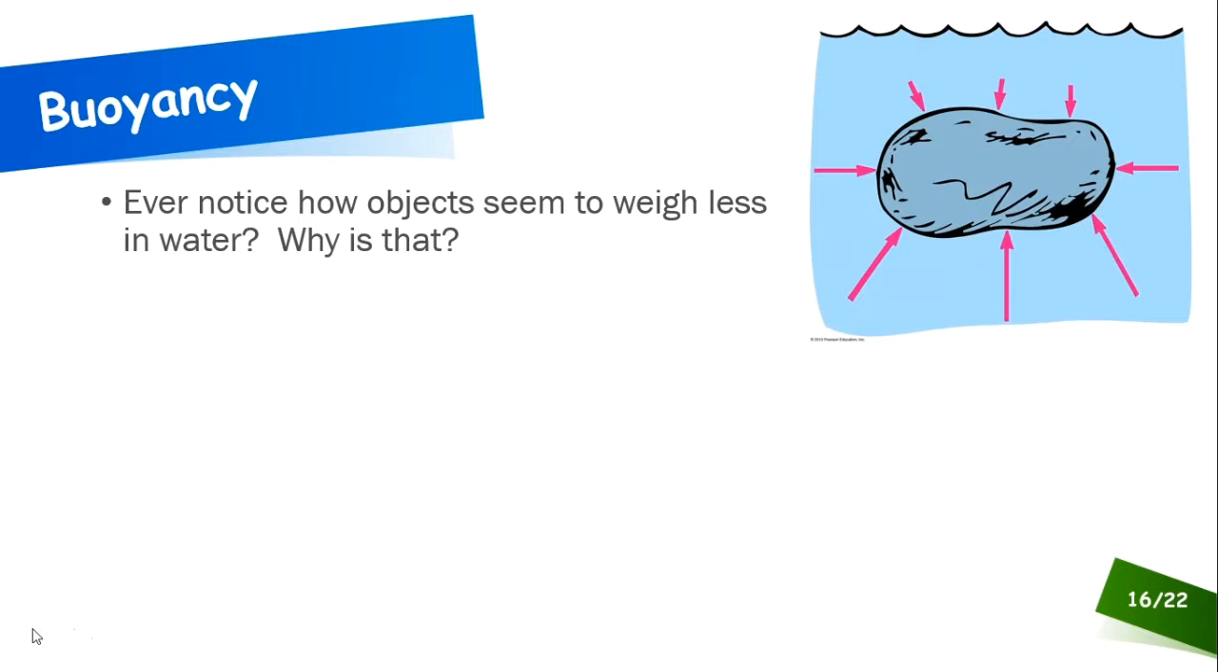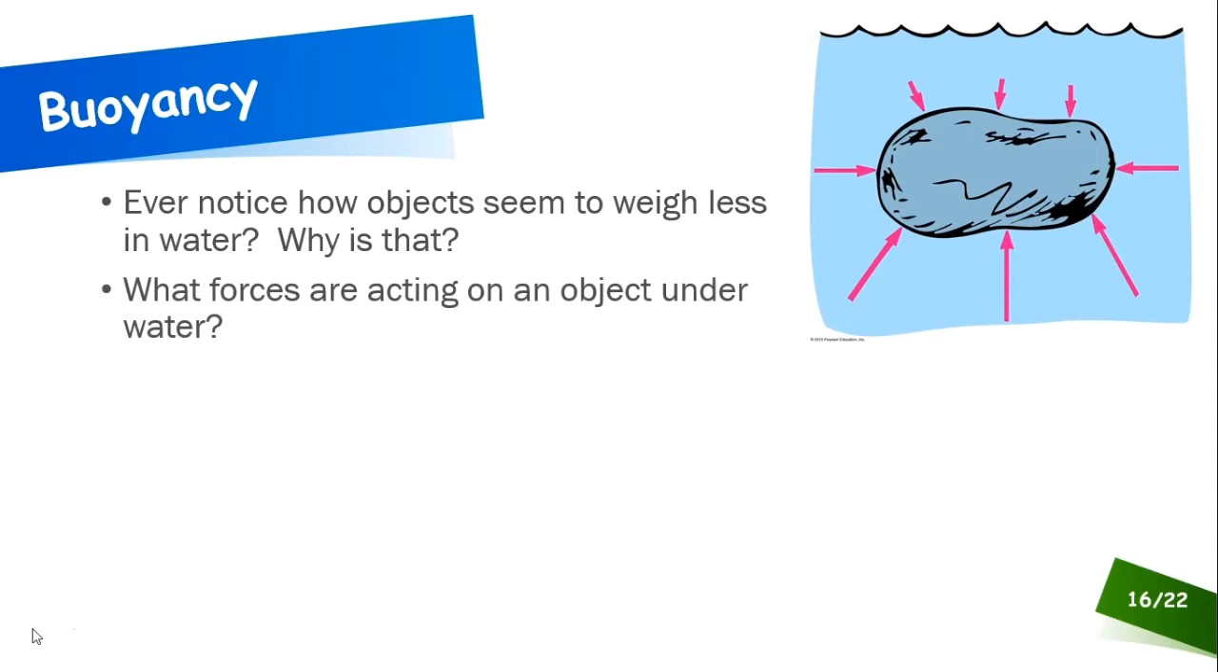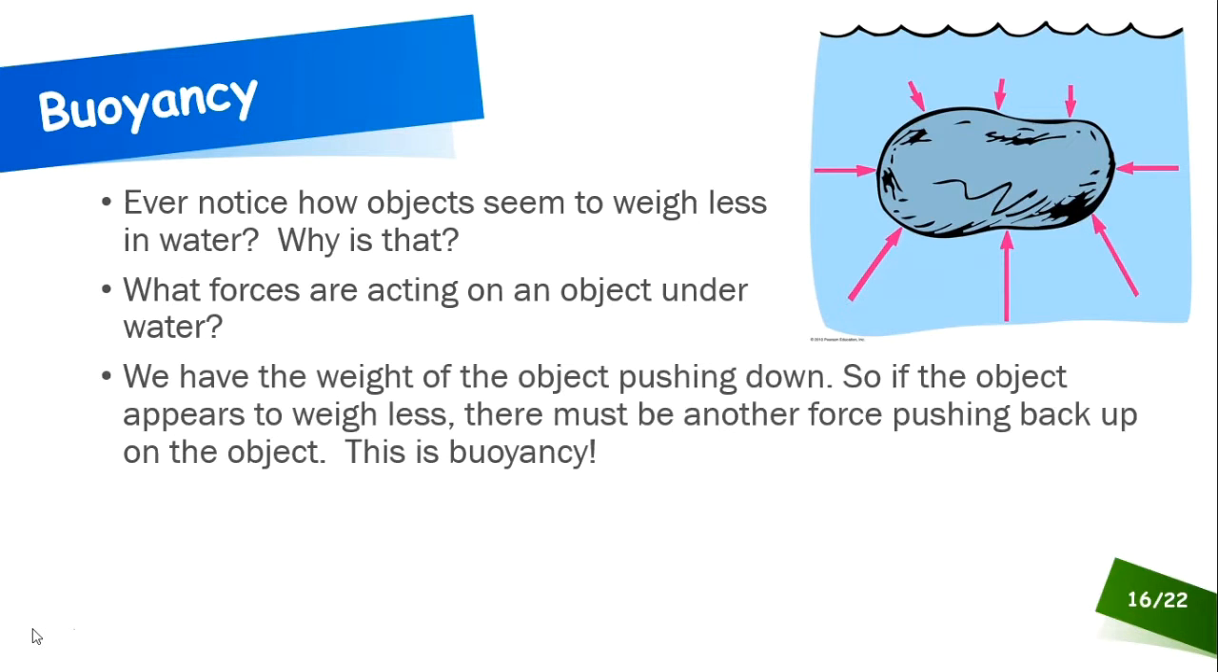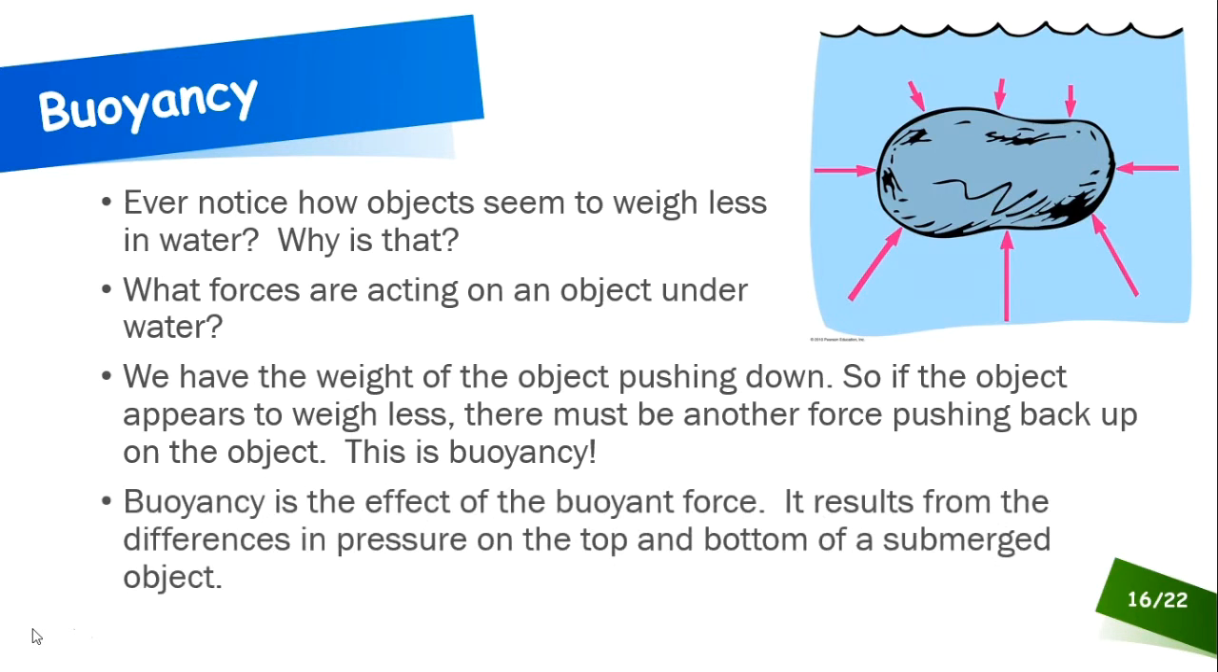Have you ever noticed that something that's in the water seems to weigh less? Why is that? What is it that gives it that effect? Well, this is where buoyancy comes in. What forces are acting on an object under the water? Think about it. Well, you've got the weight of the object pushing down. And if the object appears to weigh less in the water, that must mean you have another force acting in the opposite direction, pushing back up. This is the buoyant force. This is what buoyancy is.